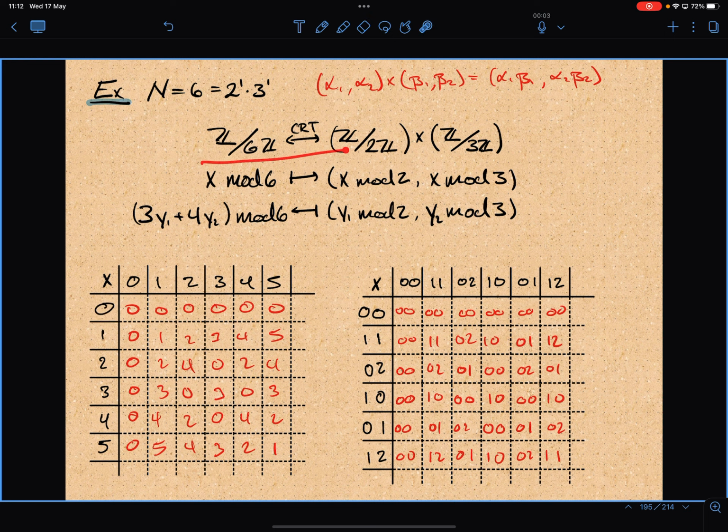It's by this map, essentially. Oh, okay. So 0, I take mod 2, mod 3, and it's 0, 0. And I take 1, mod 2, and mod 3 is 1, 1. I take 2, mod 2 is going to be 0. And mod 3 is going to be 2.